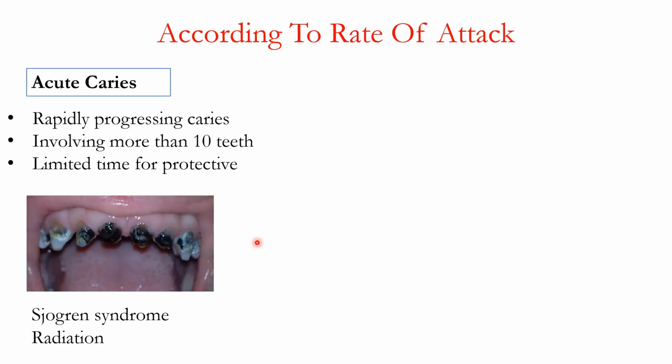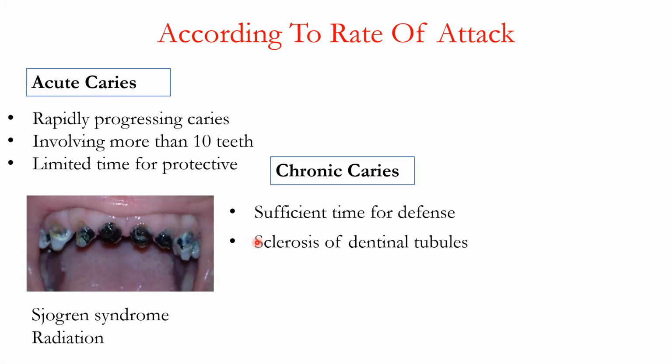Since the first classification is acute, it is logical that the second has to be chronic. In this, there is sufficient time for defense, so the body produces sclerotic dentin, and that's how the spread is delayed, and the caries is stretched over a long period of time.